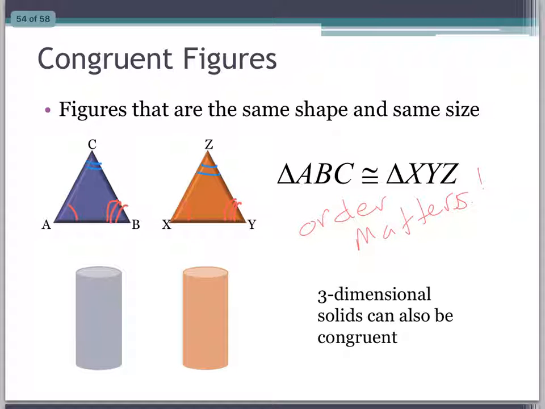That is very important. Three-dimensional figures can also be congruent. So in other words, they can be exact same shape, exact same size. That also means that sides also match up. So side AB matches side XY. So we'll give that a single arc mark, or a single hash mark. Side BC matches YZ. We'll give those double hash marks.